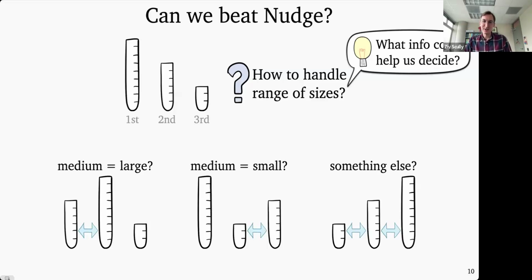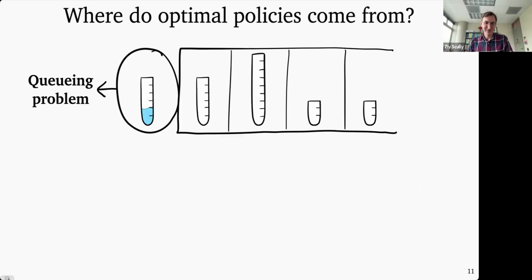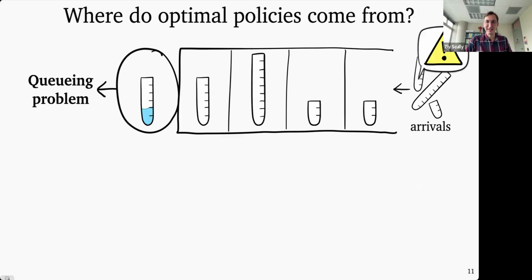So we want to beat nudge. We have this vague idea of what we should do, but it's kind of hard to figure out how to proceed. So another approach we might take is to directly try to find the optimal policy. If we're looking for an optimal policy, we have to ask, where do optimal policies come from, broadly in queuing? If we've got some queuing problem, we have some jobs, we have arrivals, how do we find an optimal policy to minimize some metric? And the thing about queuing problems is that they have these pesky arrivals, which make things really difficult.